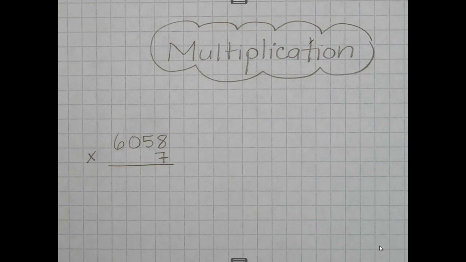You need to grab a piece of graph paper and a pencil and write this problem down. Pause me if you need to go grab your materials. If you're ready to roll, let's start with 6,058 divided by 7.